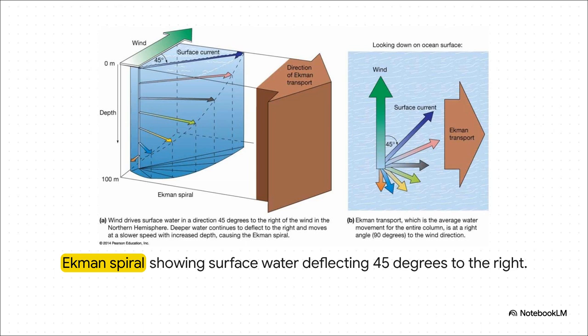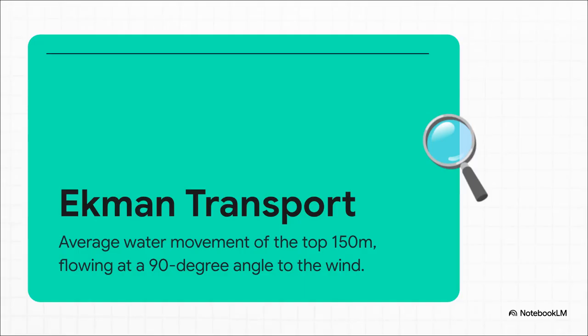Now, because of friction, that top layer physically drags the layer right below it, deflecting it even further. As you go deeper, the water moves a bit slower, but that angle just keeps twisting and twisting. It forms this absolutely mesmerizing corkscrew pattern that we call the Ekman spiral. And the net result of all that twisting?